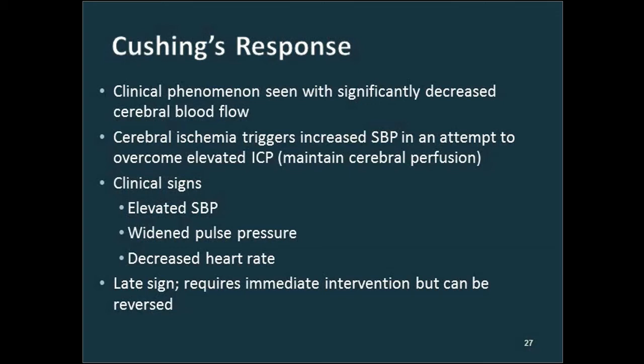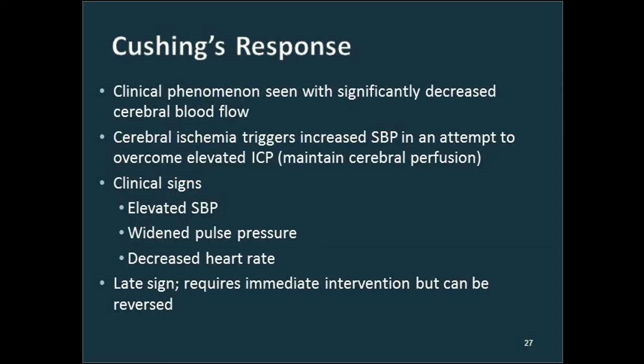So what happens is the cerebral ischemia triggers an increase in blood pressure, and that is an attempt by the body to overcome the elevated pressures inside the head and maintain blood flow. Okay? So increased intracranial pressure leads to cerebral ischemia, which then triggers an increase in systolic blood pressure. And so as this process begins, we see elevated systolic pressures, a widened pulse pressure, and decreasing heart rate. And this is a bad sign.